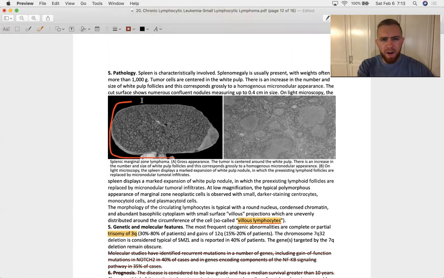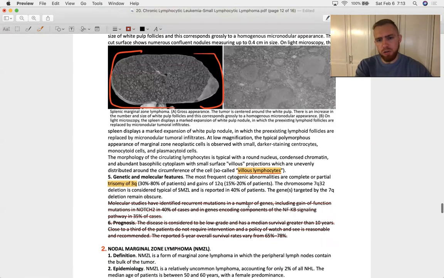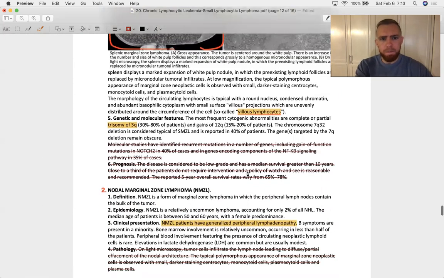There's this very, very follicular type spleen. In fact, you can see a very similar cut appearance in a follicular lymphoma, which has a 14-18 translocation rather than 11-18. I think something you might want to remember for this exam is the presence of quote unquote villous lymphocytes, especially in peripheral blood.